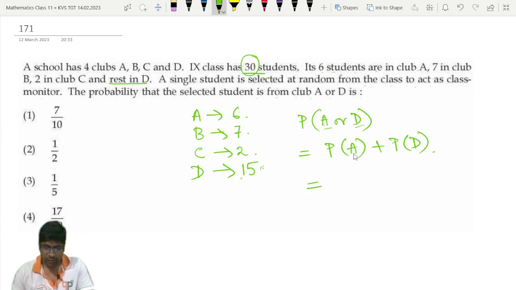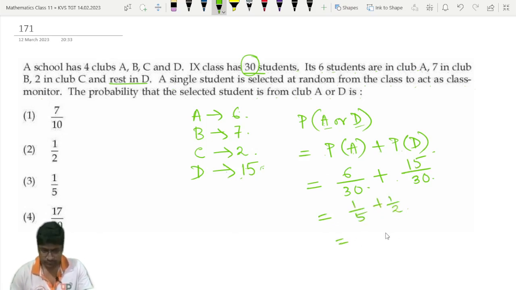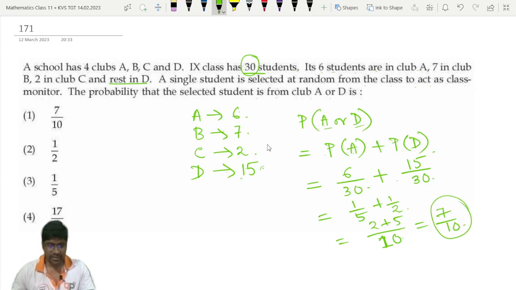So probability of A will be what? The total number of students is 30 and in club A 6 students are there, so 6 by 30. Probability of D will be 15 by 30, since in club D there are 15 students. So this is 1 by 5 plus 1 by 2, that is equal to 2 plus 5 over 10, so 7 by 10. 7 by 10 is the correct answer. So which option? Option 1 is the correct answer, 7 by 10.